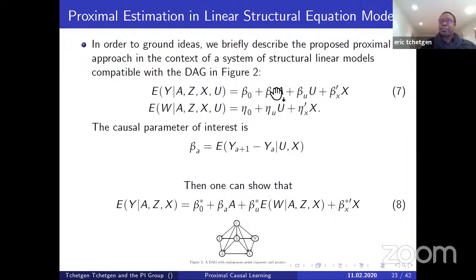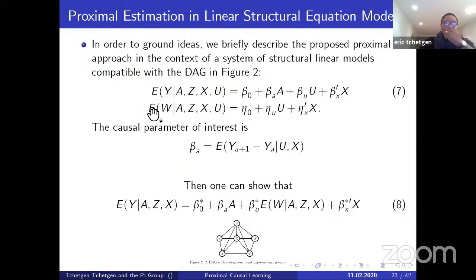Beta A is my causal effect of interest. And then I likewise have a linear model for the outcome proxy, W, conditional on U. Because I'm conditional on U, A and Z should be independent of W. And so I have this linear equation. Okay, so the causal effect of interest is beta A.